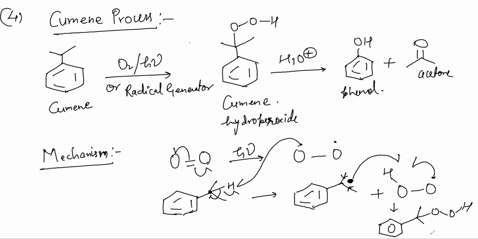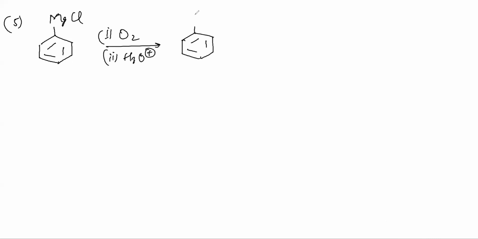Next, fifth. I guess fifth method, right? This was fourth, now let's say fifth. In the fifth method, we have Grignard. We treat it with O2 followed by hydrolysis, and we get phenol. Would you like to try its mechanism? How is it made? Let me give you the first step.